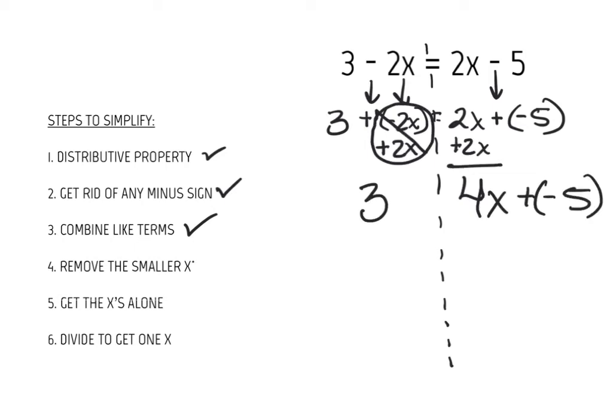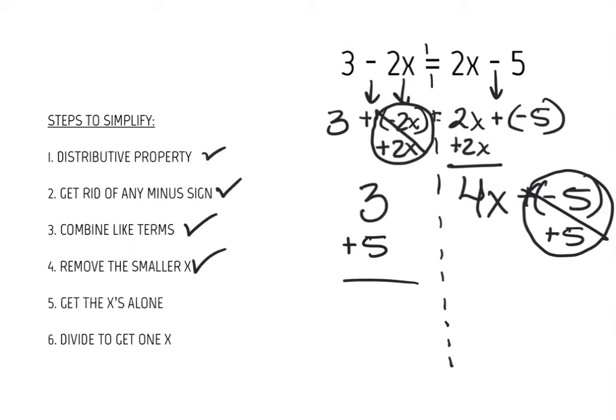All right, done deal. I want to get the x's alone. My x's are over here. So I need to get rid of this negative 5. How do I get rid of negative 5? I go ahead and add 5. That turns into a big giant 0. And I got to add 5 over here. So I'm left with 8 and 4x. Hope we see where this is going.